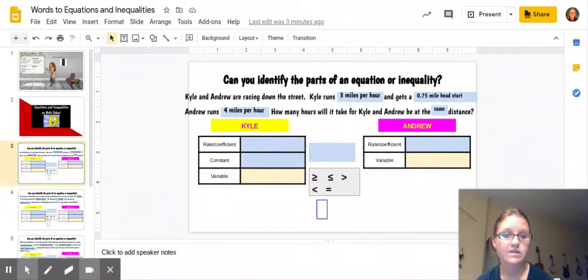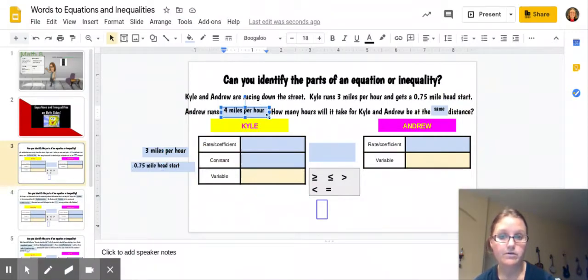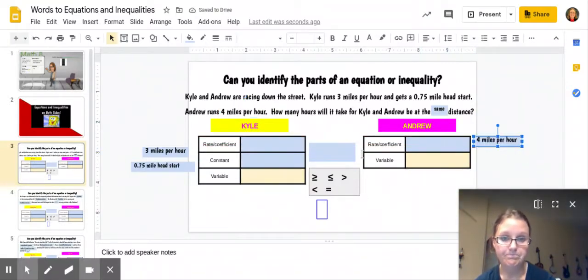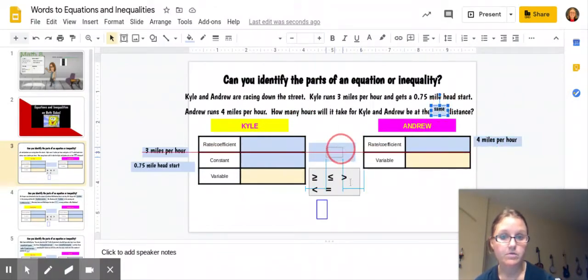Okay, so we're still focusing on those blue text boxes. We're going to move them to the correct side of the equation or inequality. Let's start there. Kyle runs 3 miles per hour, so that is going to be here on the left side. And he gets a 0.75 mile head start, a 3/4 mile head start. And we know that Andrew is the one running 4 miles per hour, so that one I am going to move over to Andrew's side, the right side. And since that's part of the question, that has to do with the middle piece here.